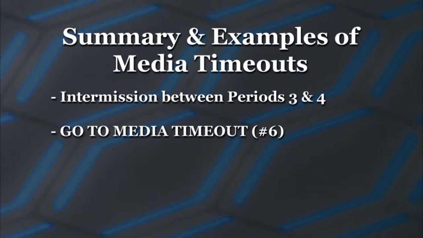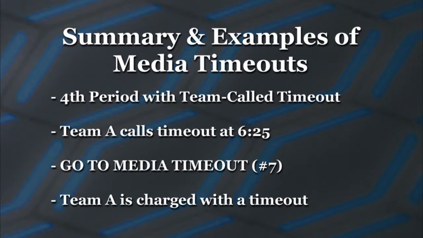The intermission between periods 3 and 4 will be a media timeout. Fourth period. Team A calls a timeout at 6:25 on the clock. We will go to our 7th and final media timeout and charge Team A with a timeout. There will be no more media timeouts unless the game goes into overtime and your electronic media agreement requires a media timeout in the extra period. If so, the first call timeout of the overtime period will become a media timeout.